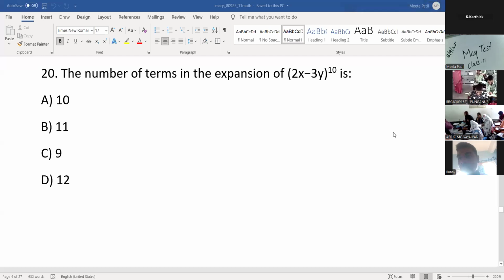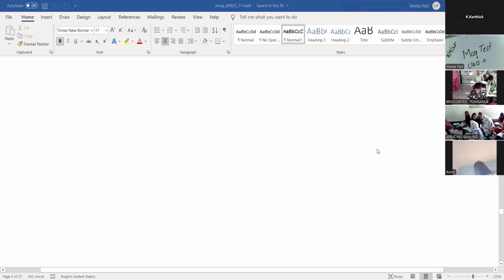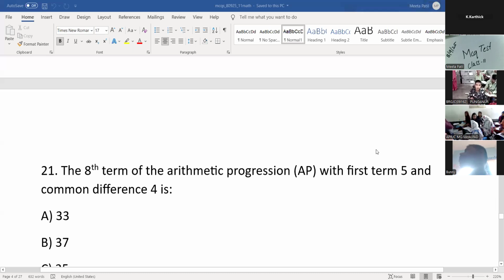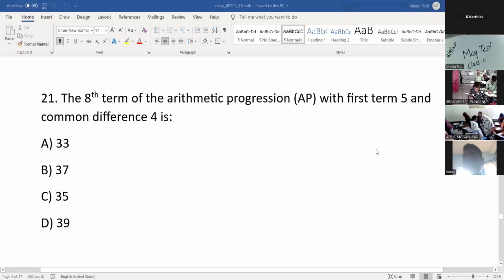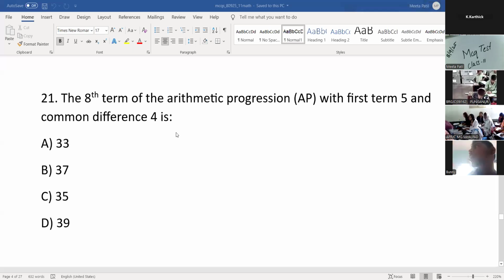Okay, students. So we are moving to the next question now. Your 21st question will be the eighth term of the arithmetic progression with the first term 5 and the common difference 4. You have to find the eighth term. The options are: option A 33, option B 37, option C 35, and option D 39.